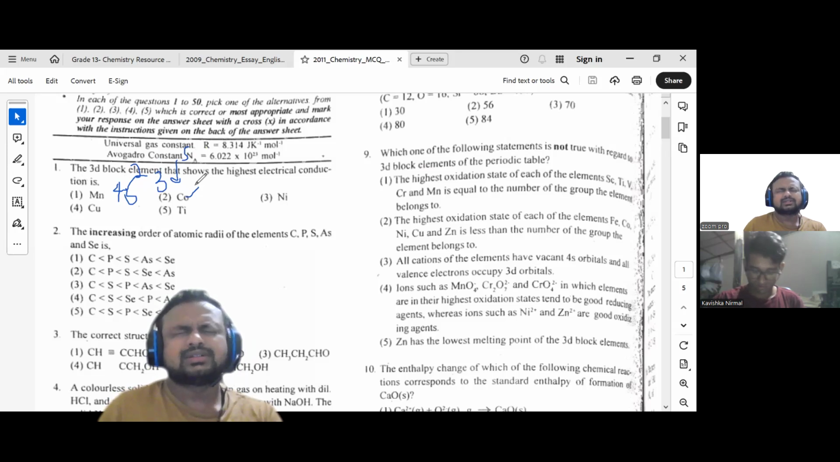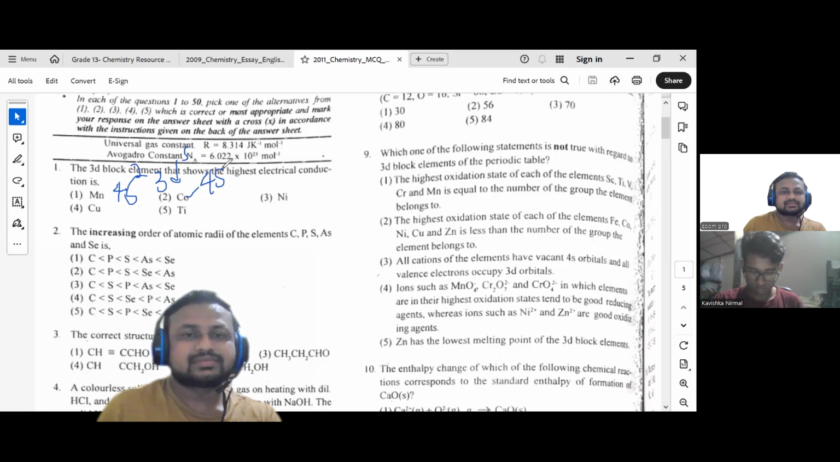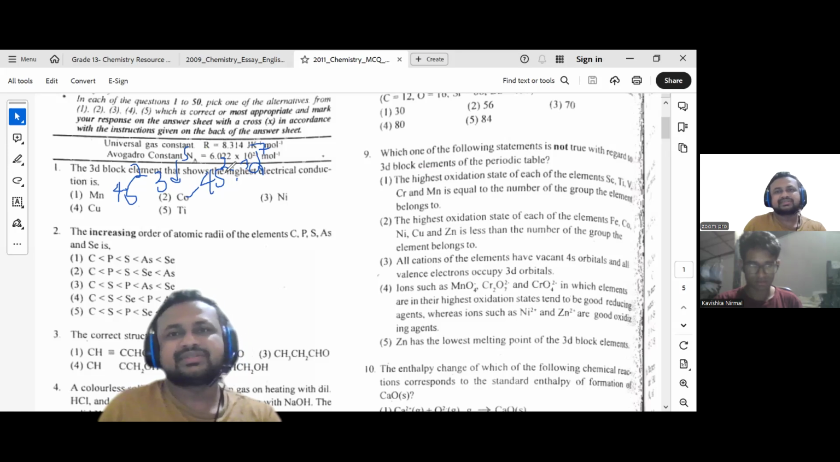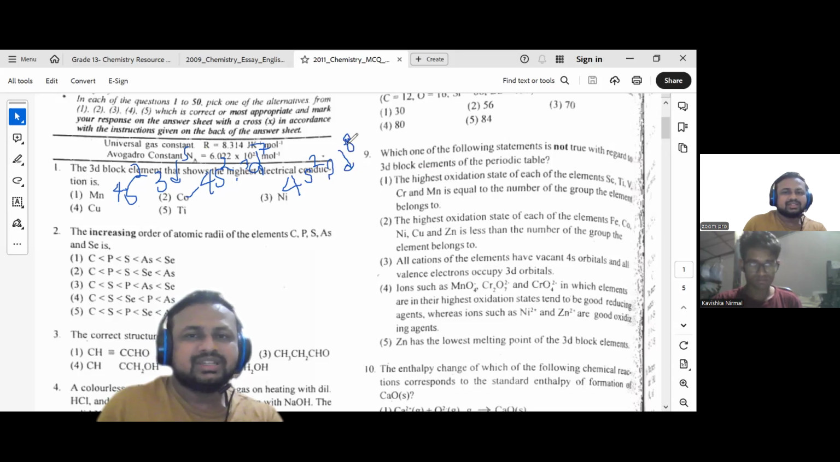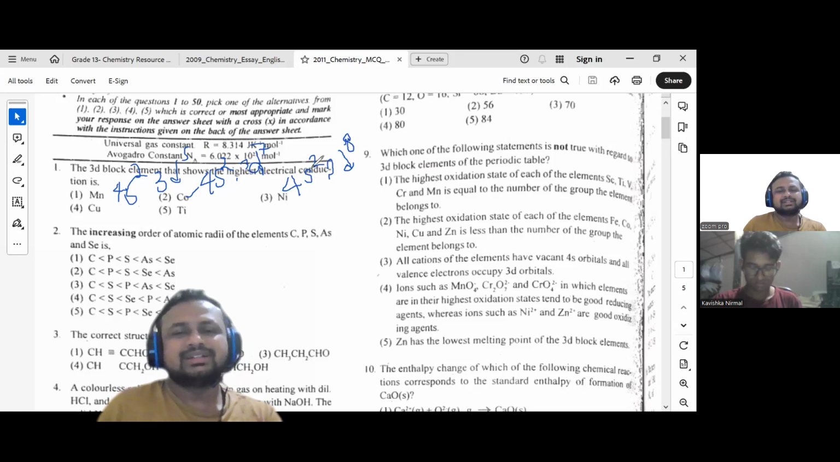Cobalt is 4s2 3d7. After removing one electron, there is no change, it's the same. Nickel is 4s2 3d8. For the last two configurations, we couldn't see a stable configuration after removing one 4s electron.